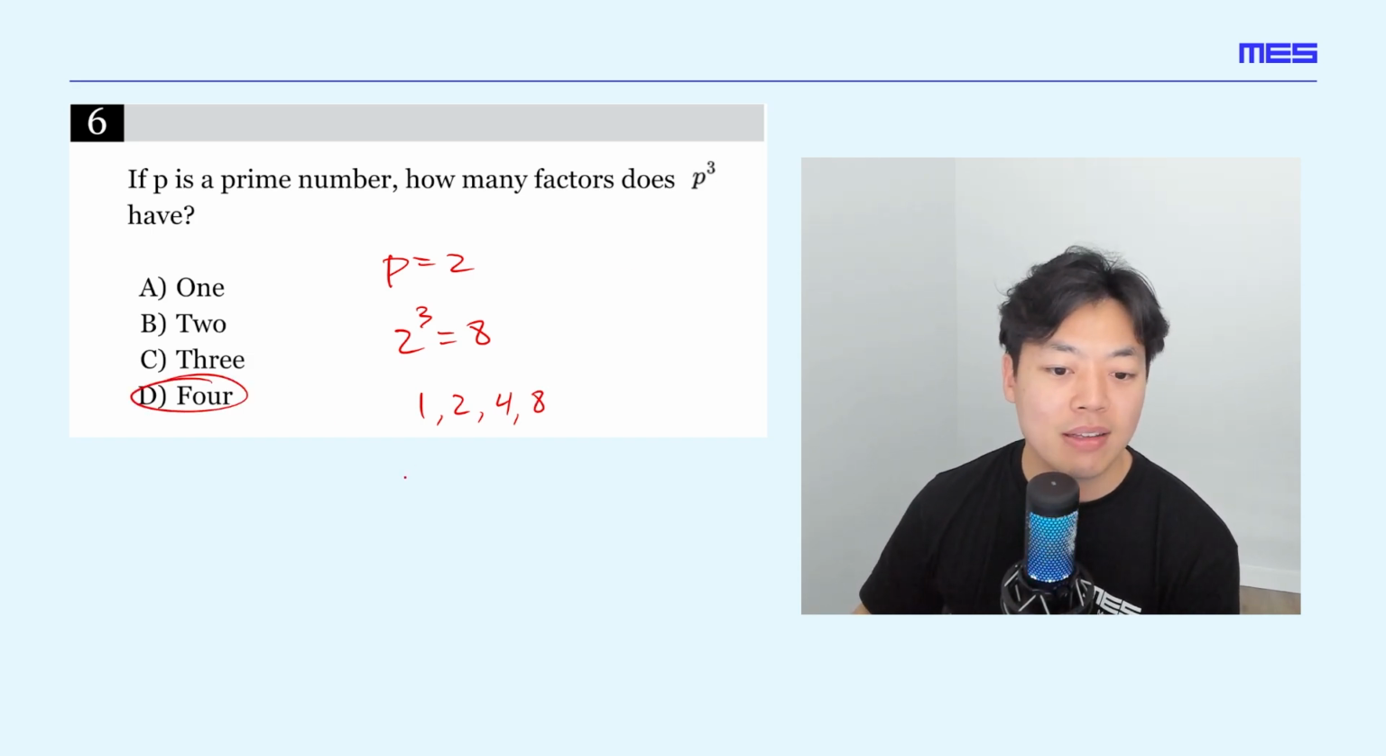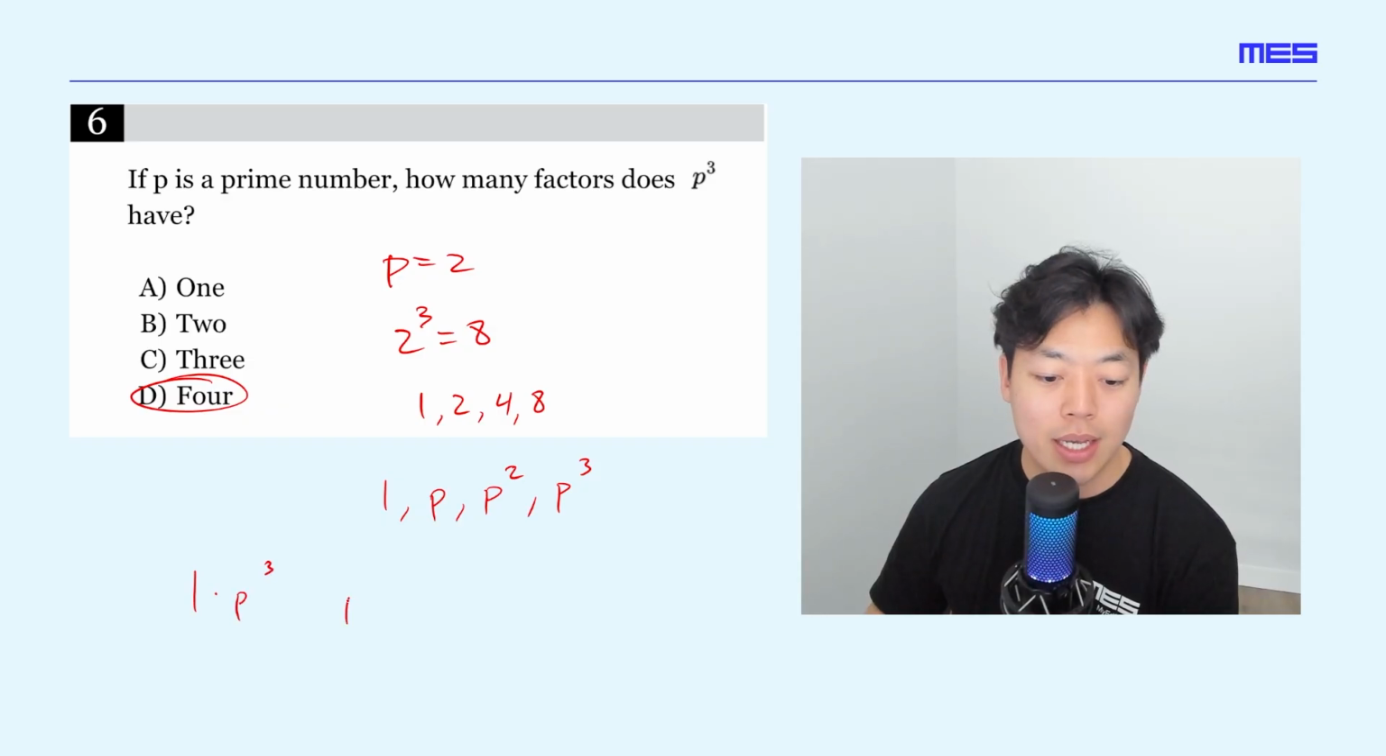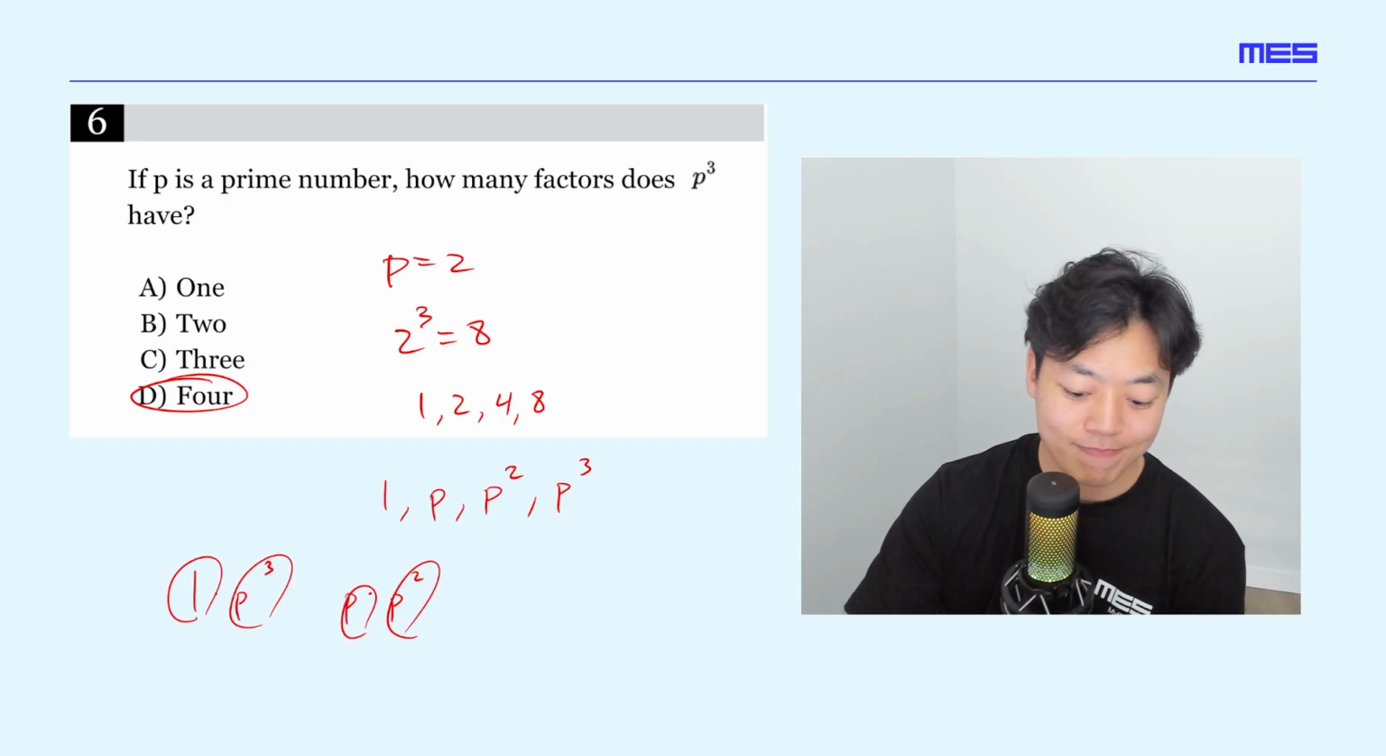Another way we could have gone about this is we could have said 1, p, p squared, and p cubed. We could have done a factor tree. We could have done a whole bunch of things. We could have done 1 times p cubed and p times p squared. There are our 4 factors.